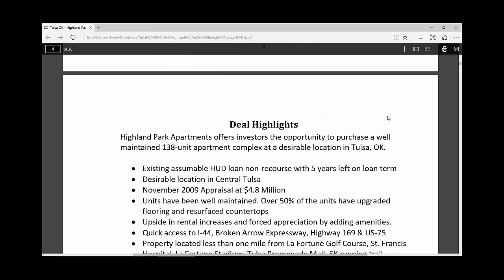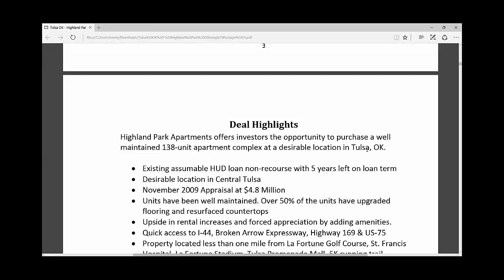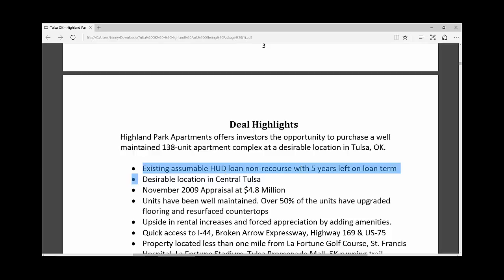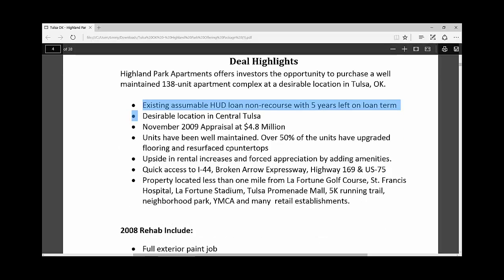Okay, now check out some of the things, and this is why I'm going to like using this particular example as a teaching tool. It's an assumable HUD loan, non-recourse, with 5 years left in the long term. It's kind of a short period of time, but that would probably be the minimum time frame I would be interested in looking at to buy a property, to assume an existing loan. So this one is an assumable, which means that we have to know how to analyze that deal in the cash flow analyzer.